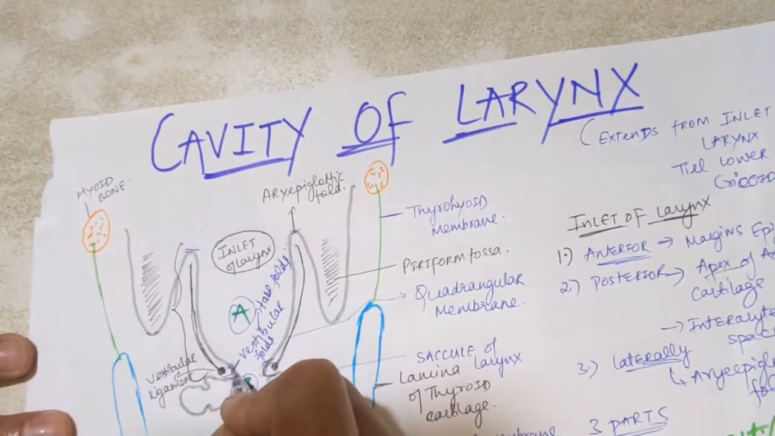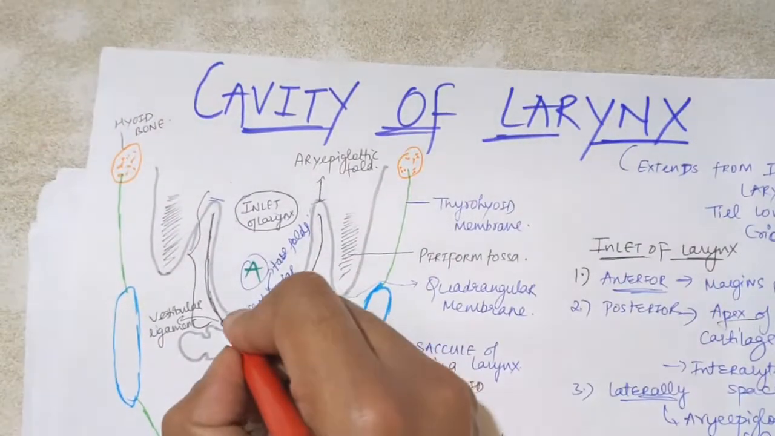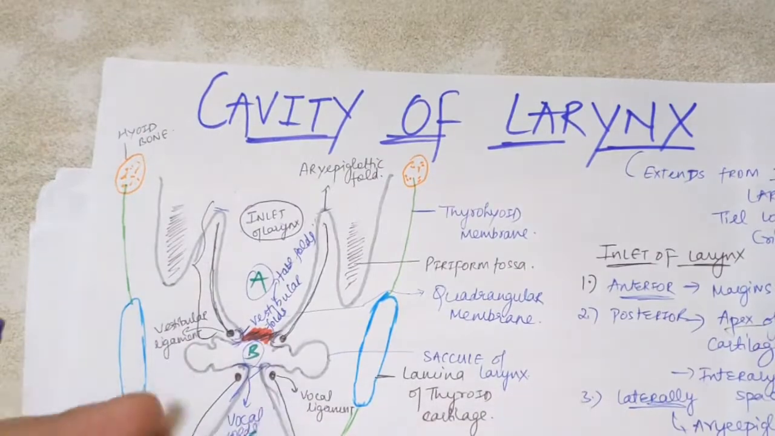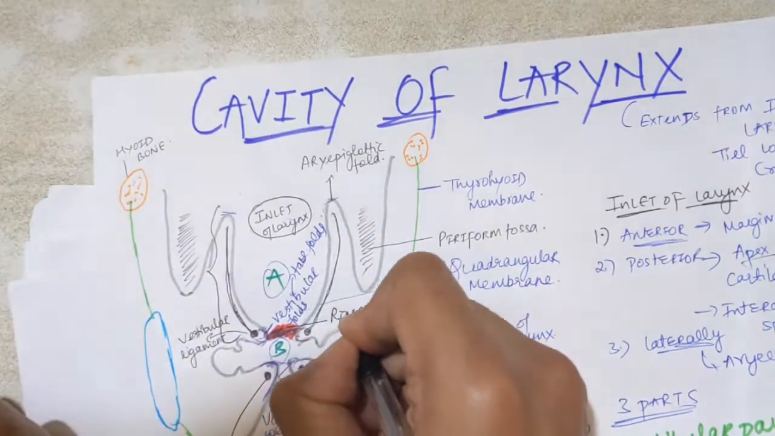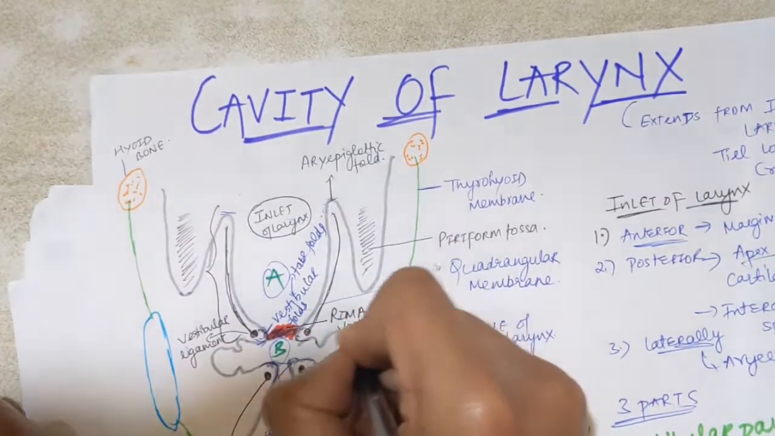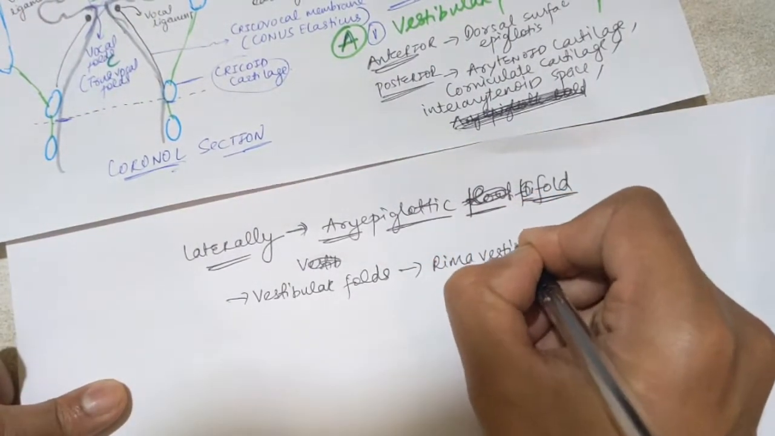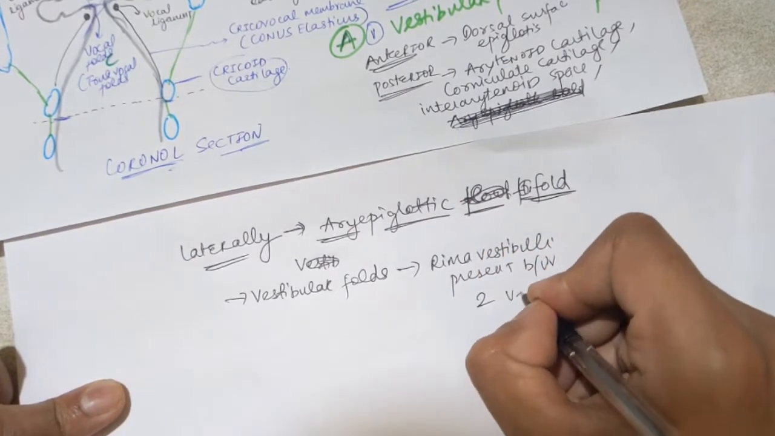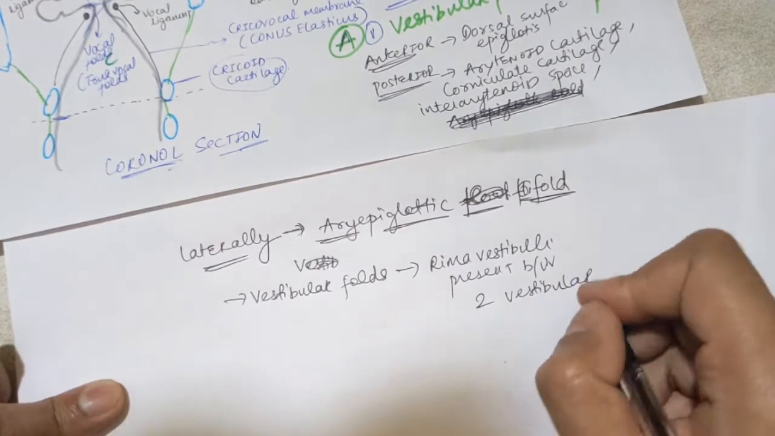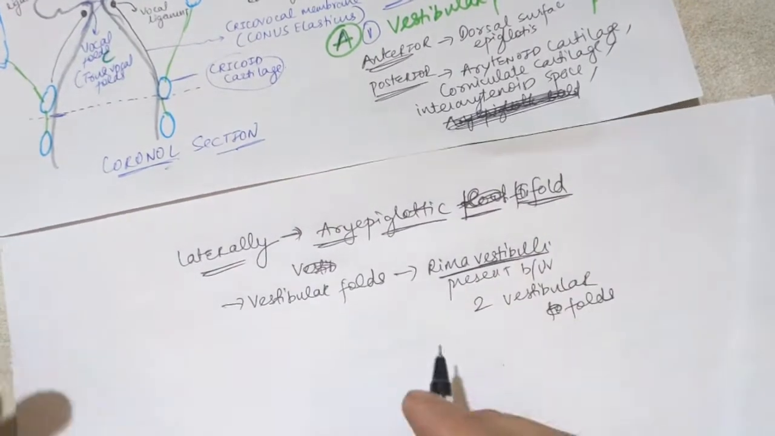Now there is a space between these two vestibular folds, this one and this one. You can see this space here, this red one. This is called the rima vestibuli. Rima vestibuli is a space present between the two vestibular folds, or false vocal folds.